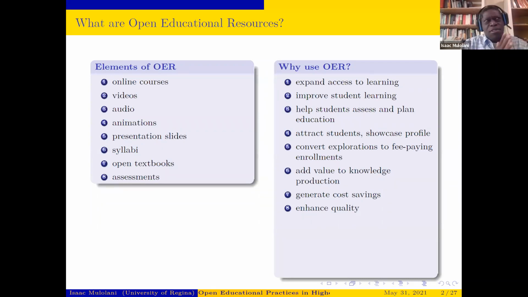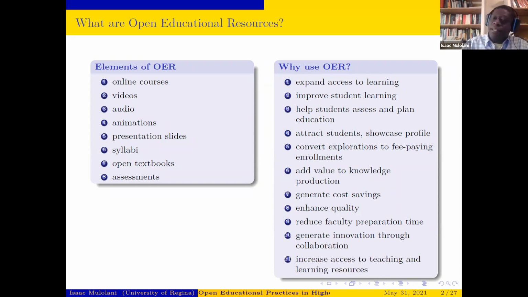In the United States, for example, it's not uncommon for 1 year to cost $50,000, just 1 year. And then on top of that, you've got to pay for the books, right? So cost savings is a very big thing. Enhancing the quality is another issue. The other things that come into play are reducing faculty preparation time, innovation, and then access to teaching and learning resources. Those are important aspects of the OER.